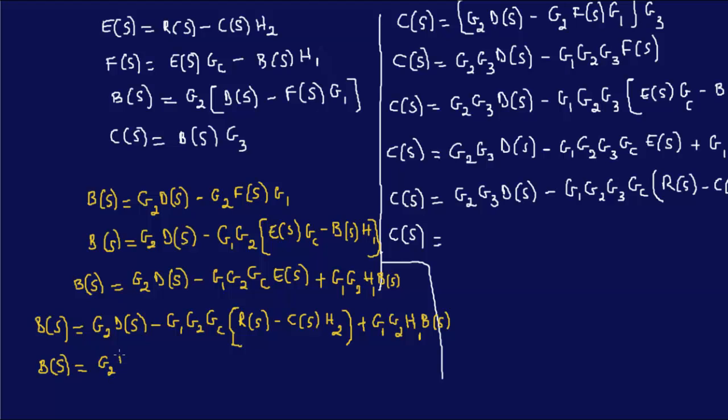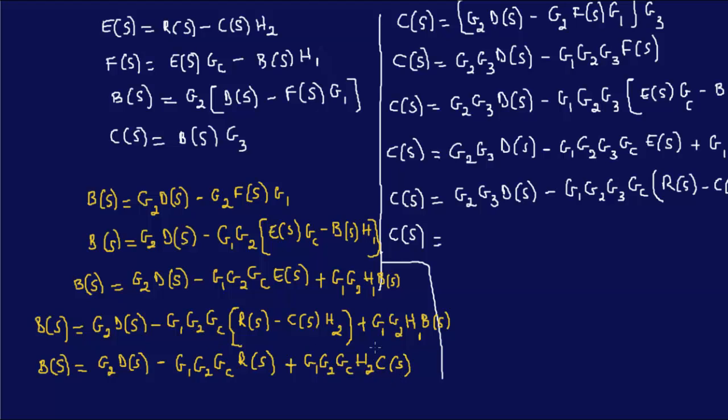So G2 DS minus, I'm sure I made a mistake somewhere, but if you're watching this, make sure you peer check me. So I have G1 G2 GC R of S plus G1 GC G1 G2 GC CS H2. So let's say H2 CS.